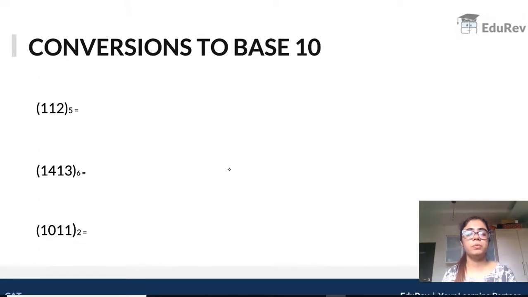Now let's look at the conversions to the base 10. They can give you any number with any base and you should be able to convert that to the base 10. How do we do that? We'll see in the following examples.